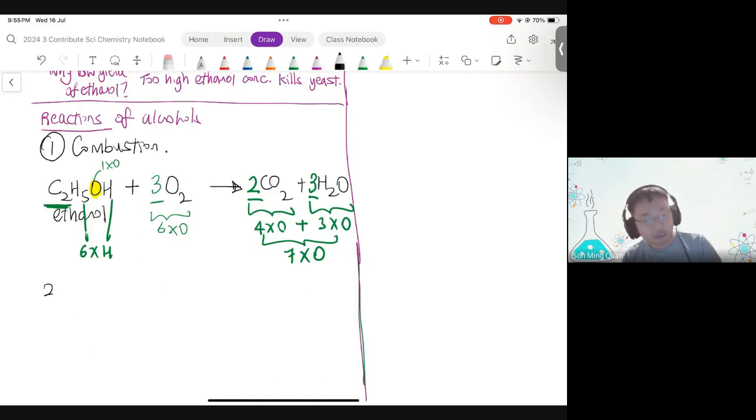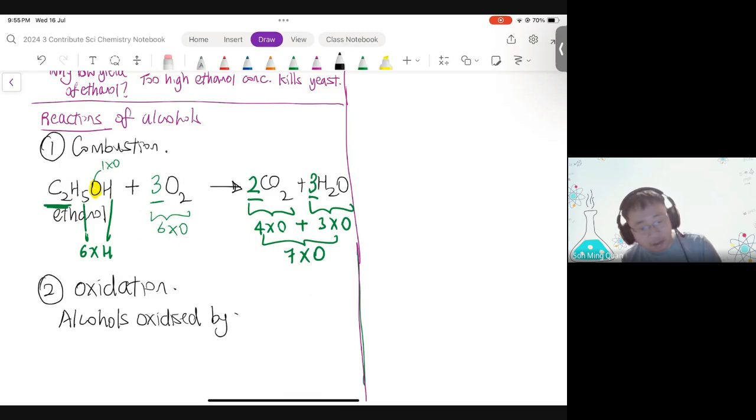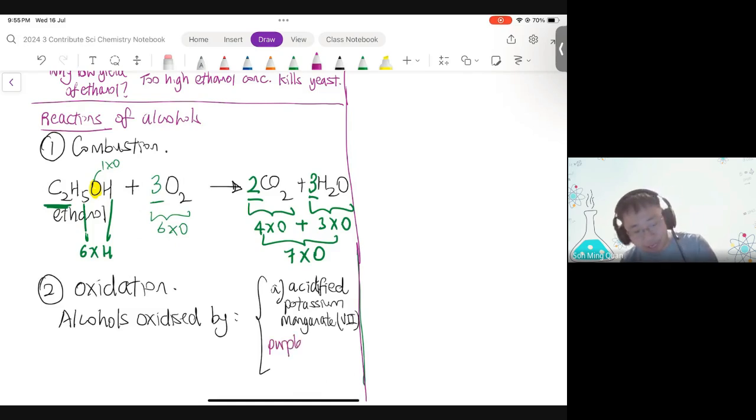The second reaction is oxidation. Alcohols undergo oxidation. This is very, very crucial. Alcohols are oxidized. Now, they can be oxidized by two things, either acidified potassium manganate 7. This is an important one. If we use acidified potassium manganate 7, purple color becomes colorless. The color change if alcohols are oxidized by acidified potassium manganate 7 is that it at first was purple, it will turn colorless. This is a telltale sign that the alcohol has been oxidized by the acidified potassium manganate 7.